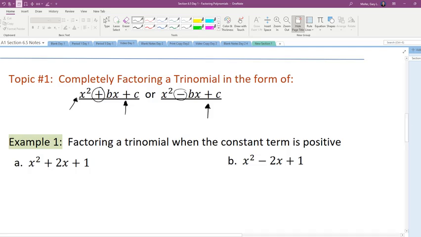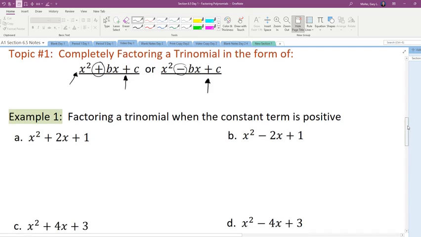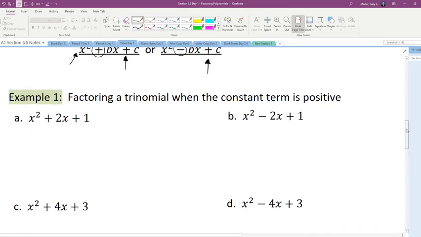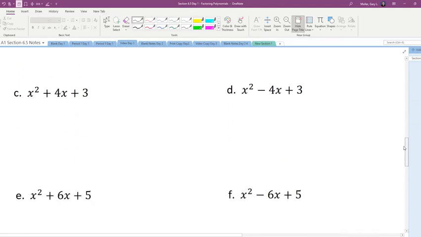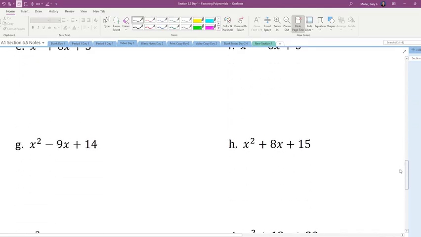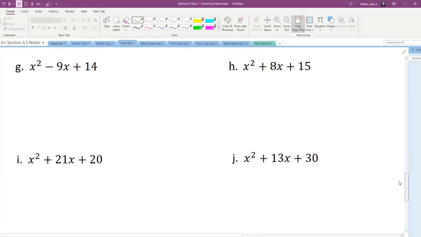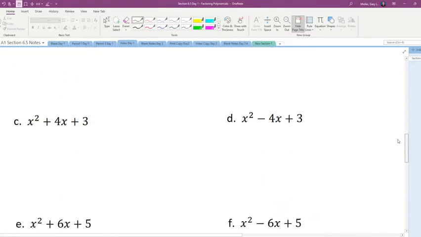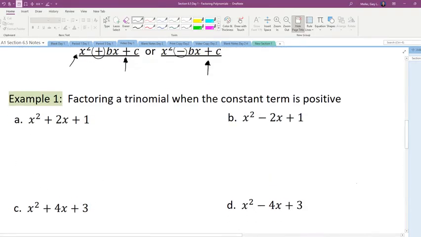If I just quickly scan through, you can see that to be true. They're all x squareds, and they all have a plus 1, a plus 3, plus 5, plus 14, plus 15, etc. Okay? So that's what we're doing today. On the next lesson, we'll look at what happens when it's a minus c. But for today, we're good.